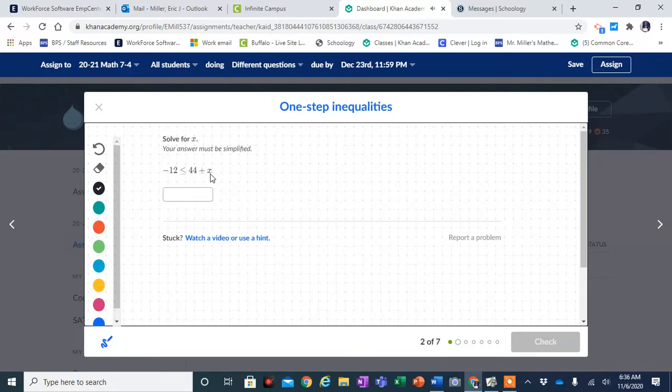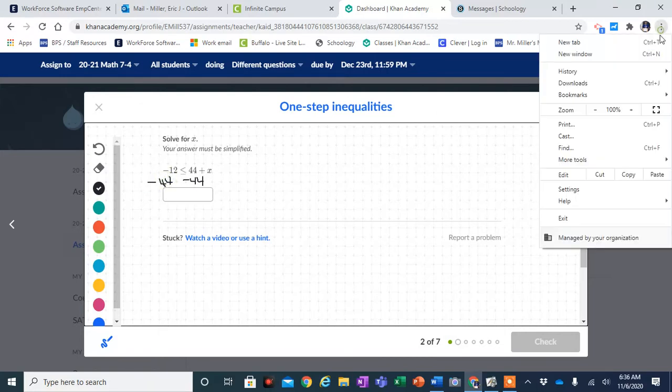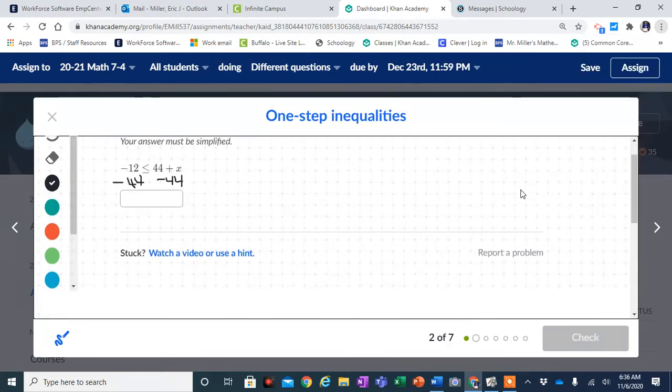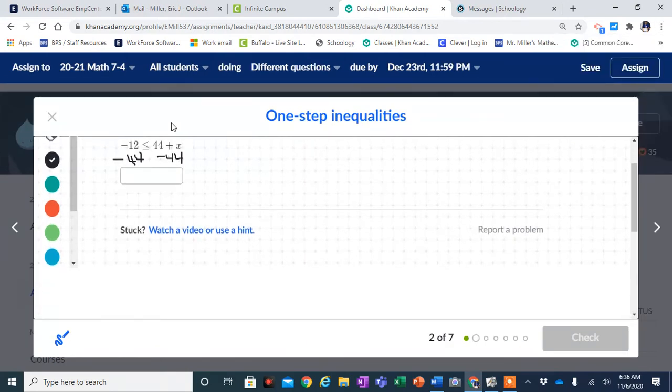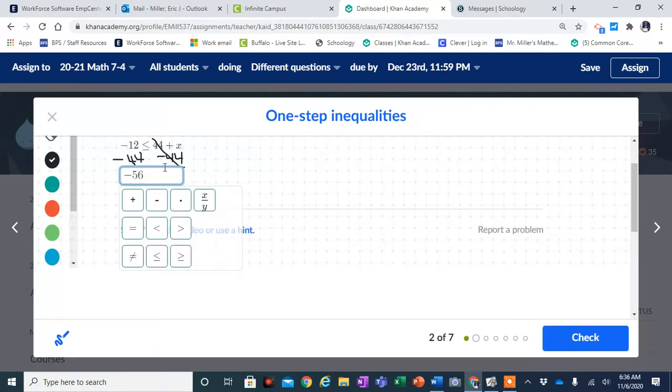For this one, we need to get this x by itself. So we need to get rid of that 44, so we subtract 44 from both sides. The 44's are going to cancel, and then we're going to have negative 12 minus 44, so we're going to have negative 56. And again, when you add and subtract, the sign stays the same. So that sign's going to stay the same, and then we put our x.